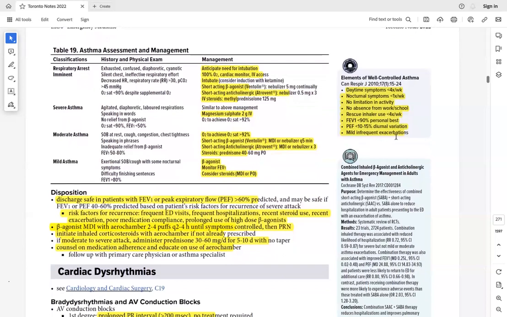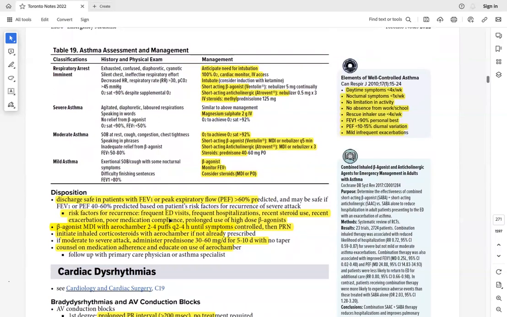Mild and infrequent exacerbation. After you have intubated the patient, the next question might be, what are the risk factors for the patient's condition? These are the risk factors for recurrence: frequent ED visits, frequent hospitalization, recent steroid use, recent exacerbation, poor medication compliance, and prolonged use of high-dose beta agonist. You should know these risk factors. It can be a CDM question.